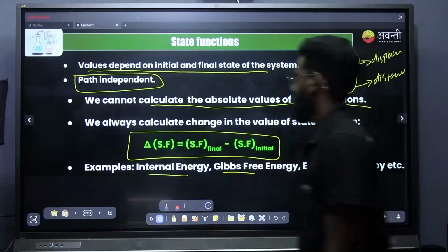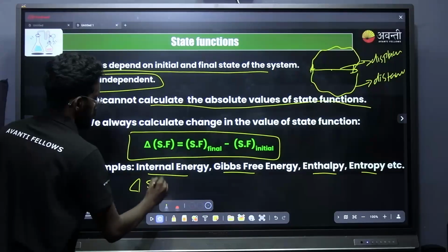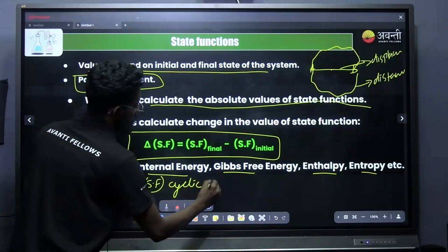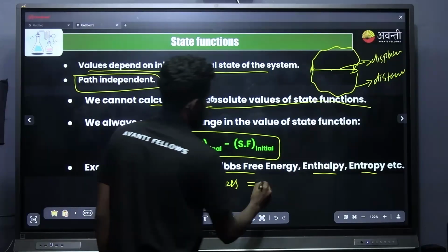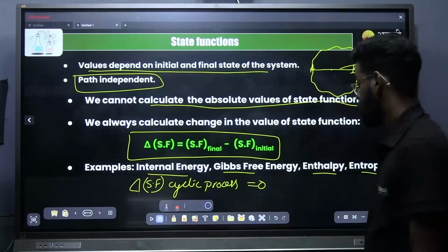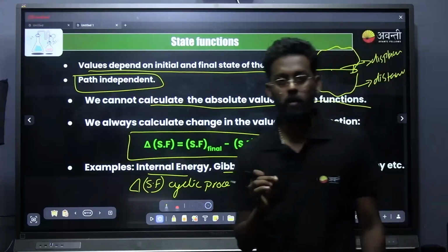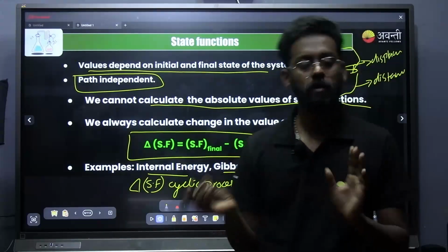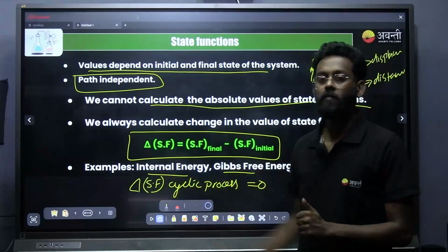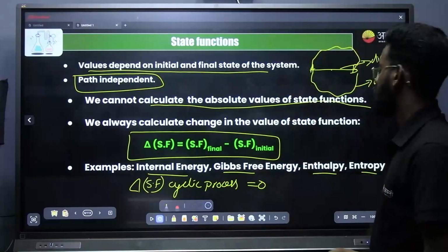One more point I want to add is, for a cyclic process, the change in a state function is equal to 0. What is the reason? A cyclic process means what? Initial and final points are the same. If initial and final points are the same, delta state function will be 0. So this is a small idea about state function.